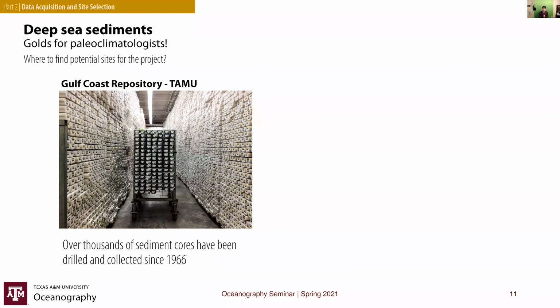My samples that I will use for TEX86 come from deep sea sediments, and all of the samples were drilled and cored by the IODP program, which has 3 main core repositories located around the world. And we have one hosted here at our West Campus, which is the Gulf Coast repository. There are thousands of sediment cores that have been drilled since 1966.